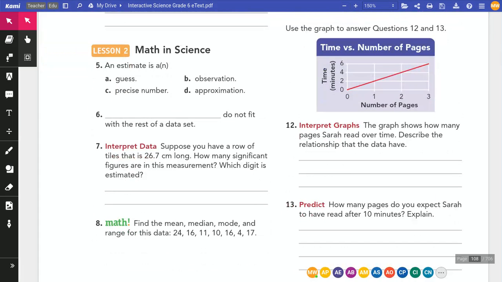12. Interpret graphs. The graph shows how many pages Sarah read over time. Describe the relationship that the data have. 13. Predict. How many pages do you expect Sarah to have read after 10 minutes? Explain.